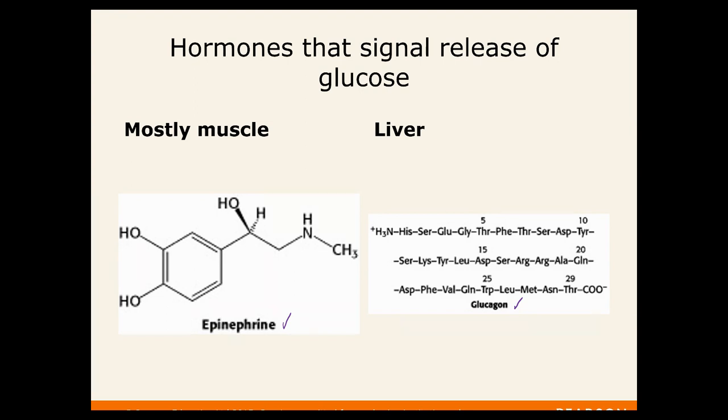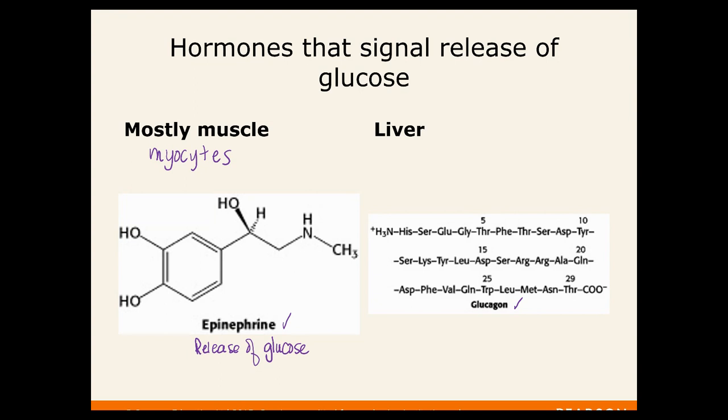So in muscle cells, myocytes, the hormone that's going to cause the release of glucose from that cell is epinephrine. Okay. In the case of the liver, the hormone is glucagon.